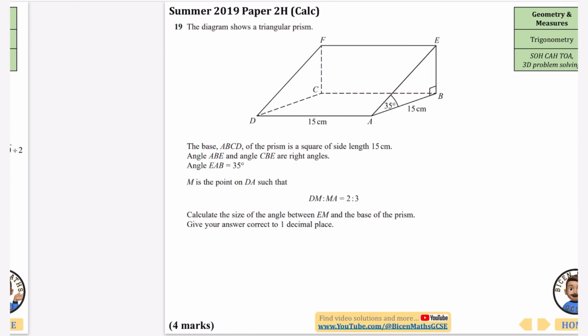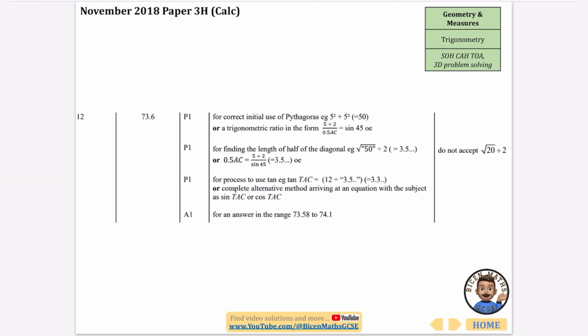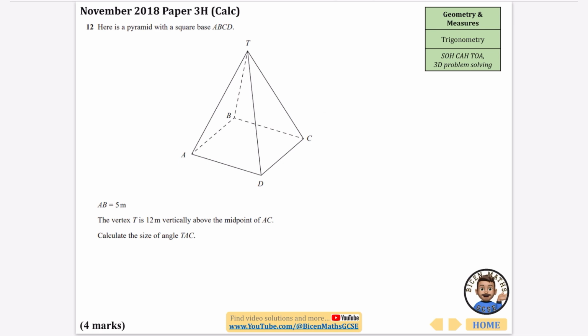Okay, I think this is our last one. There's two more on 3D problem solving and I think we're done. So it says here is a pyramid with square base ABCD. AB is equal to 5, so this is 5, and the vertex T is 12 meters vertically above the midpoint of AC. So from here downwards is going to be 12. Now there's some stuff we need to work out. We want to work out the size of angle TAC, so TAC.